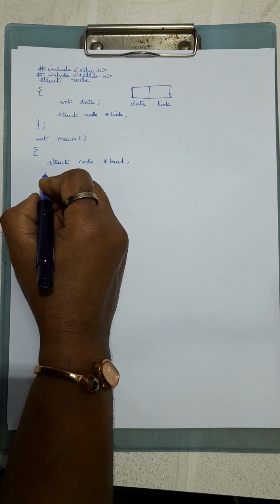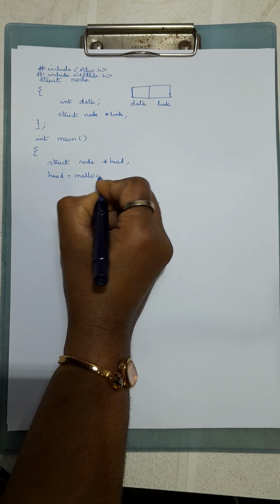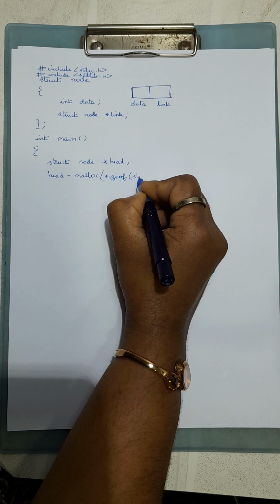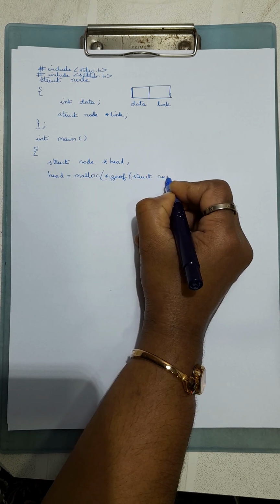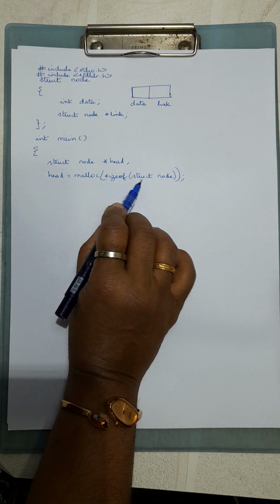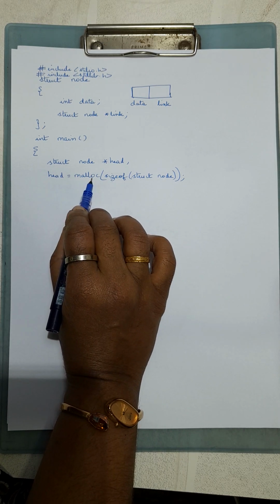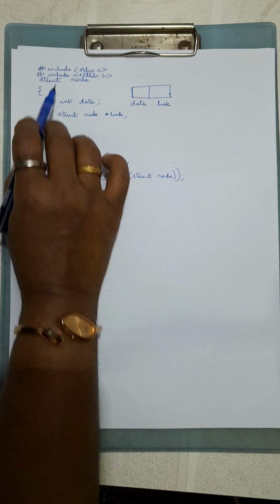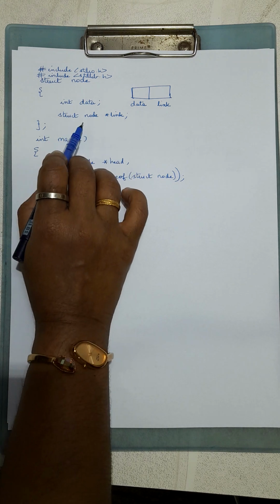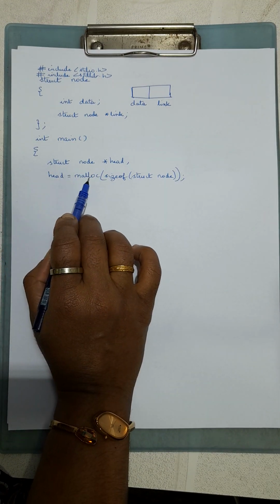How do you create a node? head is equal to malloc of sizeof(struct node). See here, malloc sizeof struct node. Sizeof, for which one am I trying to dynamically allocate memory? For the structure node. What is structure node? It will allocate memory space for both the member variables, that is the data variable and the pointer variable. So using malloc.